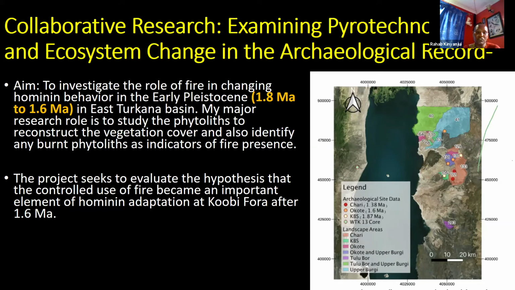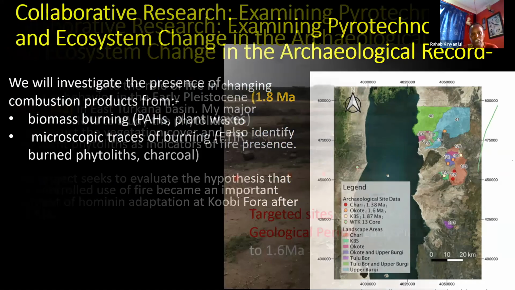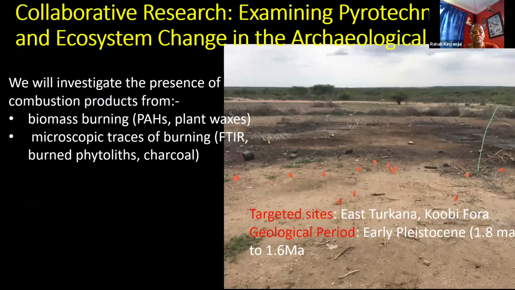As I say, the project seeks to evaluate the hypothesis that the controlled use of fire became an important element of hominin adaptation at Koobi Fora after 1.6 million years ago. The main thing we are looking at is biomass burning, which includes the plant waxes. Then we look at the microscopic traces of burning. FTIR is a method able to detect how the burning was, whether it was controlled or deliberate. Then burnt phytoliths and charcoal.